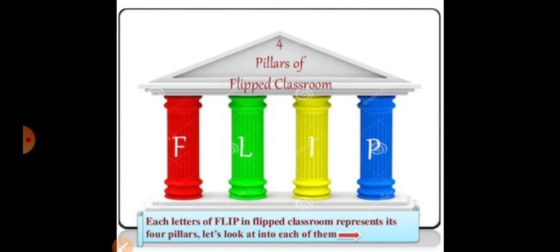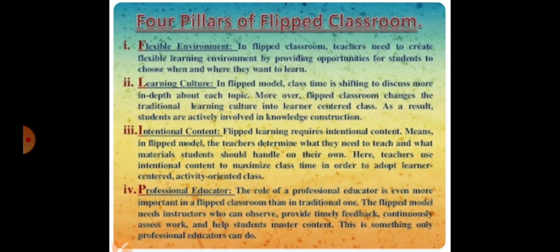There are four main pillars of a flipped classroom. Each letter of the word FLIP in flipped classroom represents one of its four pillars. So let's have a look at each of them. First is F, that is flexible environment. Now, the teacher in the classroom needs to create a flexible learning environment by providing opportunities for the students to choose when and where they want to learn. Now, the learning is not confined between the four walls of a class.